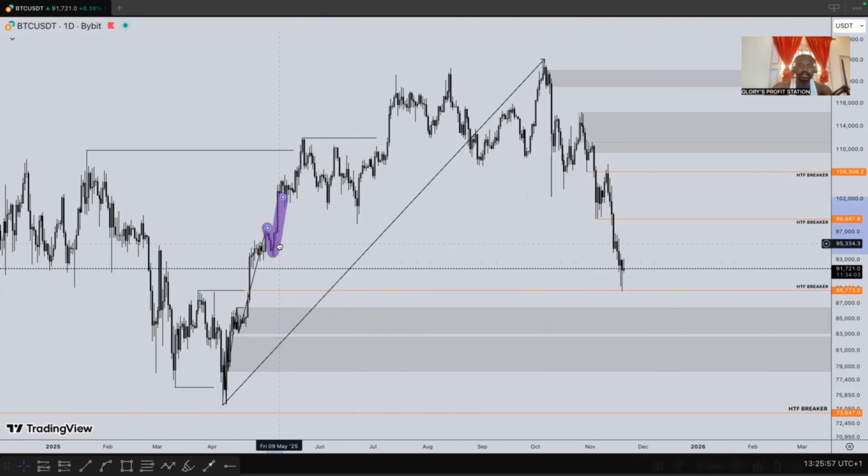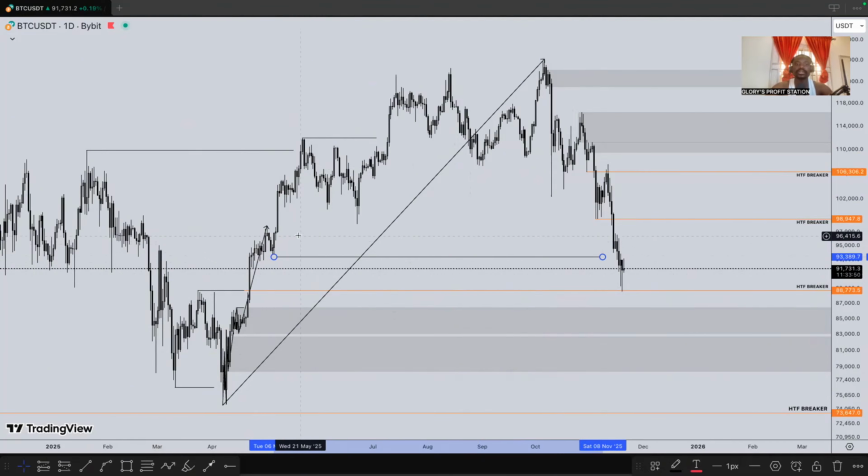Now, I'm not necessarily a liquidity trader, but I understand the concept of liquidity and I observe the concept of liquidity. A lot of people were looking to take a trade off of this level here, and you can see how their stop losses have been taken, right? Because the market is coming to the true demand levels.